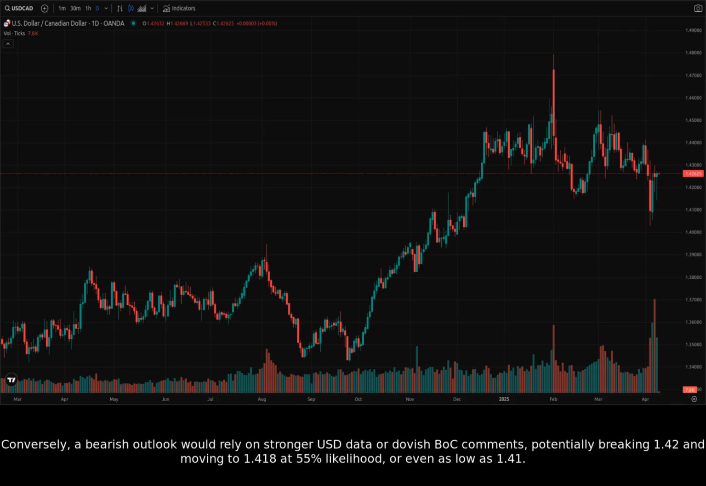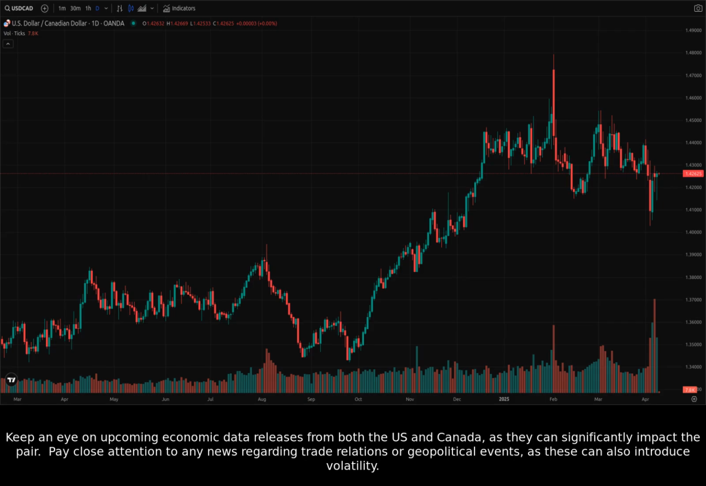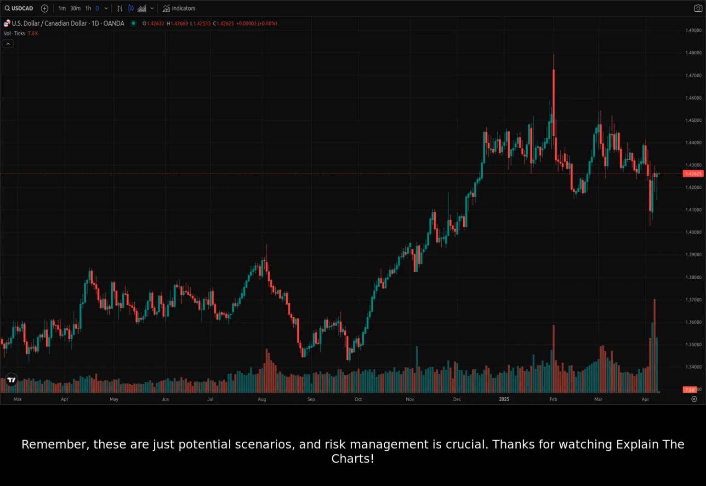Conversely, a bearish outlook would rely on stronger USD data or dovish BoC comments, potentially breaking 1.42 and moving to 1.418 at 55% likelihood, or even as low as 1.41. Keep an eye on upcoming economic data releases from both the US and Canada, as they can significantly impact the pair. Pay close attention to any news regarding trade relations or geopolitical events, as these can also introduce volatility. Remember, these are just potential scenarios, and risk management is crucial.